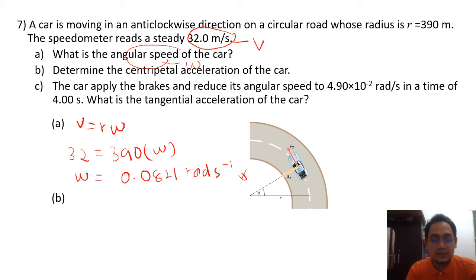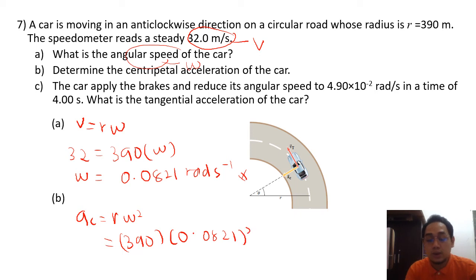The question wants us to find the centripetal acceleration. So as we all know, the formula for centripetal acceleration is a_c equal to r omega squared. Okay, so we already have the value of omega. So just substitute the value of omega and substitute the value of r. Okay, so the r is 390, while the value of omega is 0.0821, squared.